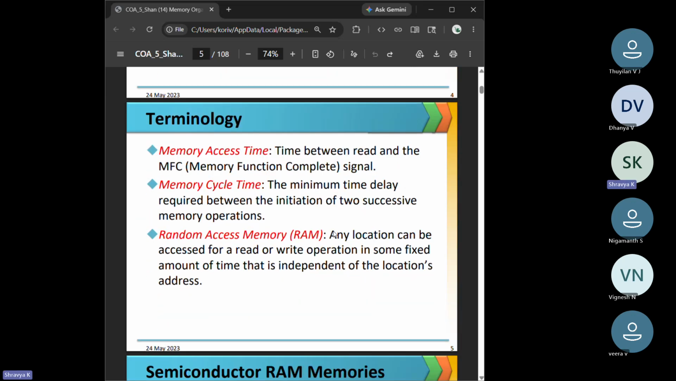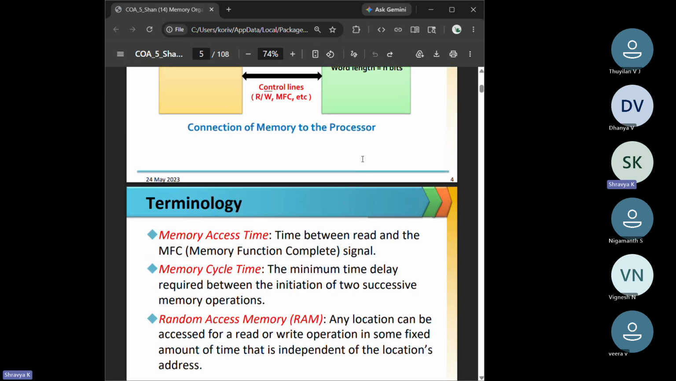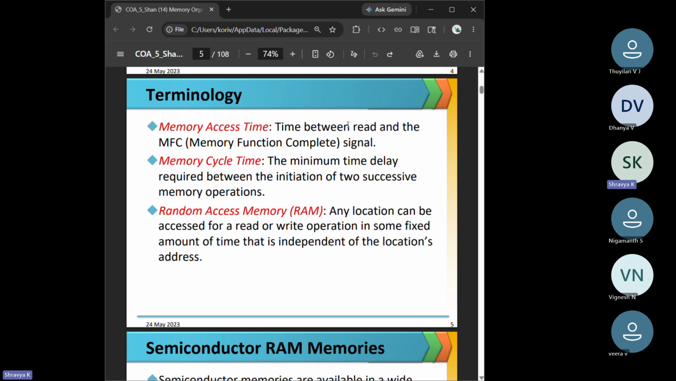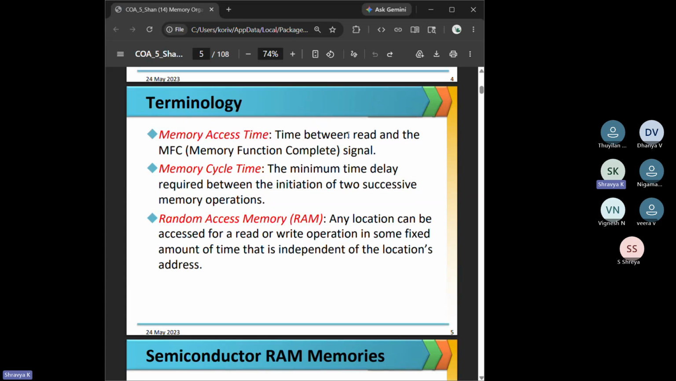These are some important terminology we need to get into. Memory access time is the time between the read and the MFC signal we were talking about, so it is the time between the read and the function being completed. Whereas memory cycle time is the time delay between the initiation of two successive memory operations. So memory cycle time will be slightly higher than memory access time, because access time is between the read and the MFC, whereas this is between two successive memory operations.